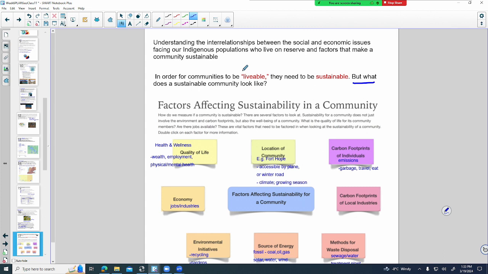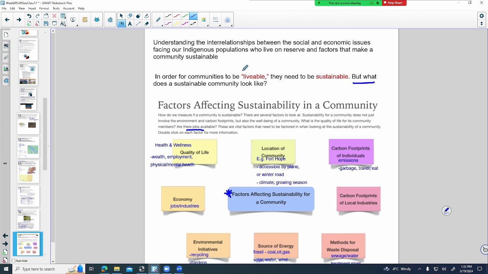So right in the middle of this chart are the factors affecting sustainability for a community. So how do we measure if a community is sustainable? Well, we count here, we have 3, 5, 6, 7, 8 factors. So it doesn't just involve the environment and carbon footprints, but also the well-being of a community. For example, what is the quality of life for its community members? Will there be jobs available? So these are vital factors that need to be factored in when looking at the sustainability of a community.